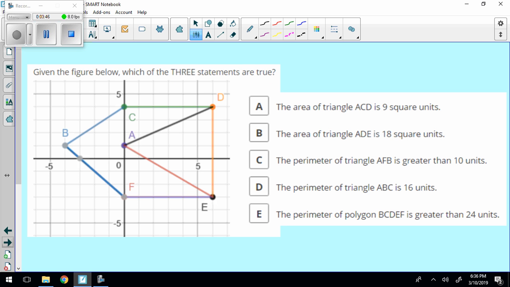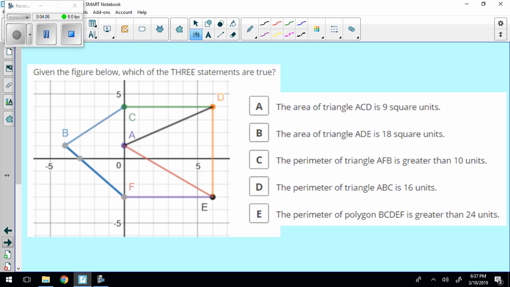For the next question, we have to find 3 statements that are true. So out of these 5 statements, 3 of them are true. We have 2 area questions and 3 perimeter questions. So let's just check them out. Let's do the 2 areas first.